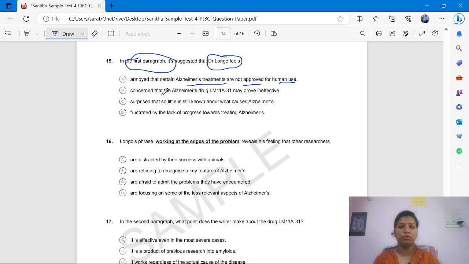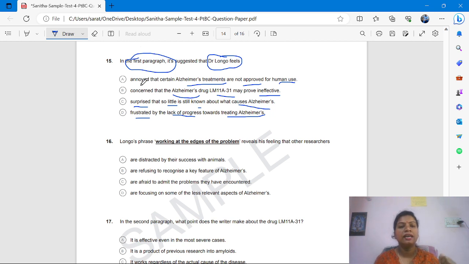Next option: concerned that the Alzheimer's drug LM11A31 is ineffective. Underline these words. Next: surprised that so little is known about the causes of Alzheimer's. Next: frustrated at the lack of progress in treating Alzheimer's. So we have to find out if there is any connection between these options and the paragraph.